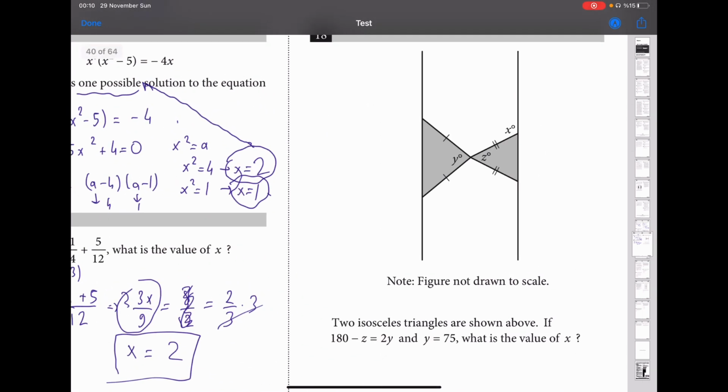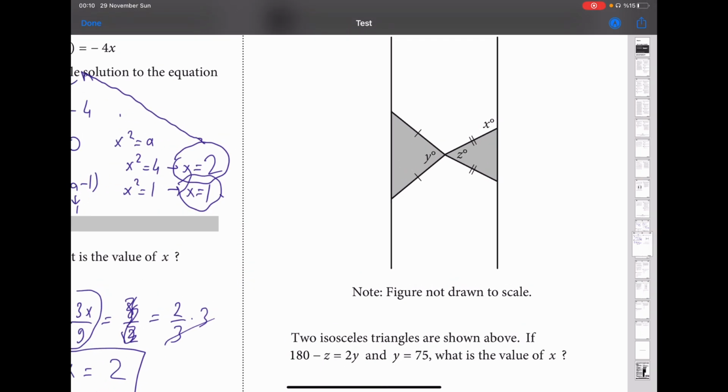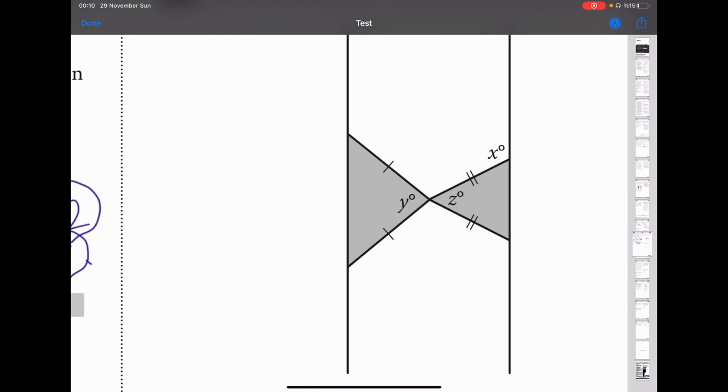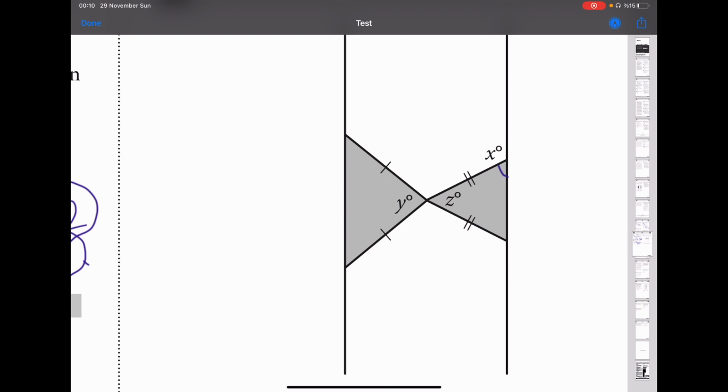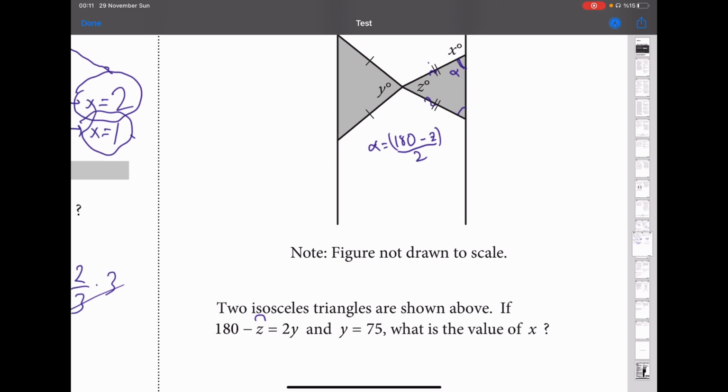Let's move on. Two isosceles triangles are shown above. If 180 minus z equals 2y and y equals 75, what is the value of x? So I have an equation which contains z, right? So let's write something that contains this. I know that when this side is equal to this side, this angle is equal to this, right? So if I call this alpha, alpha equals 180 minus z divided by 2, right? So I know the value of 180 minus z. This is 2y, right? So 2y divided by 2 is y. So alpha is actually y, right?